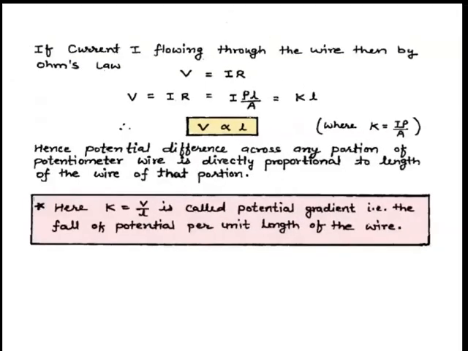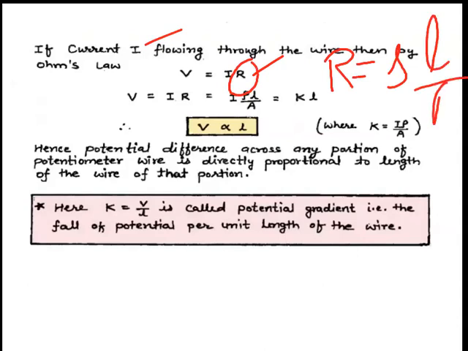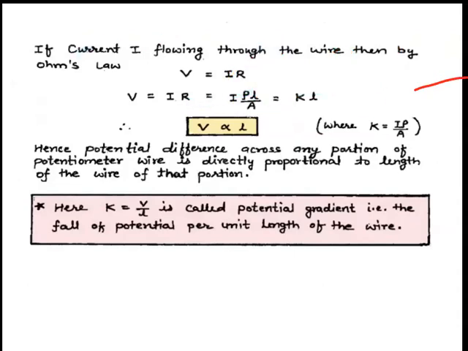Now, suppose the current that is flowing through that wire is I. Then we know according to Ohm's law V equals IR. This we know, right? Now, instead of R, we can substitute R equals rho L by A. This we know, right? So if we substitute this value over here, then we are going to get I rho L by A. Now here children, what all is constant? The current is constant. I is constant.